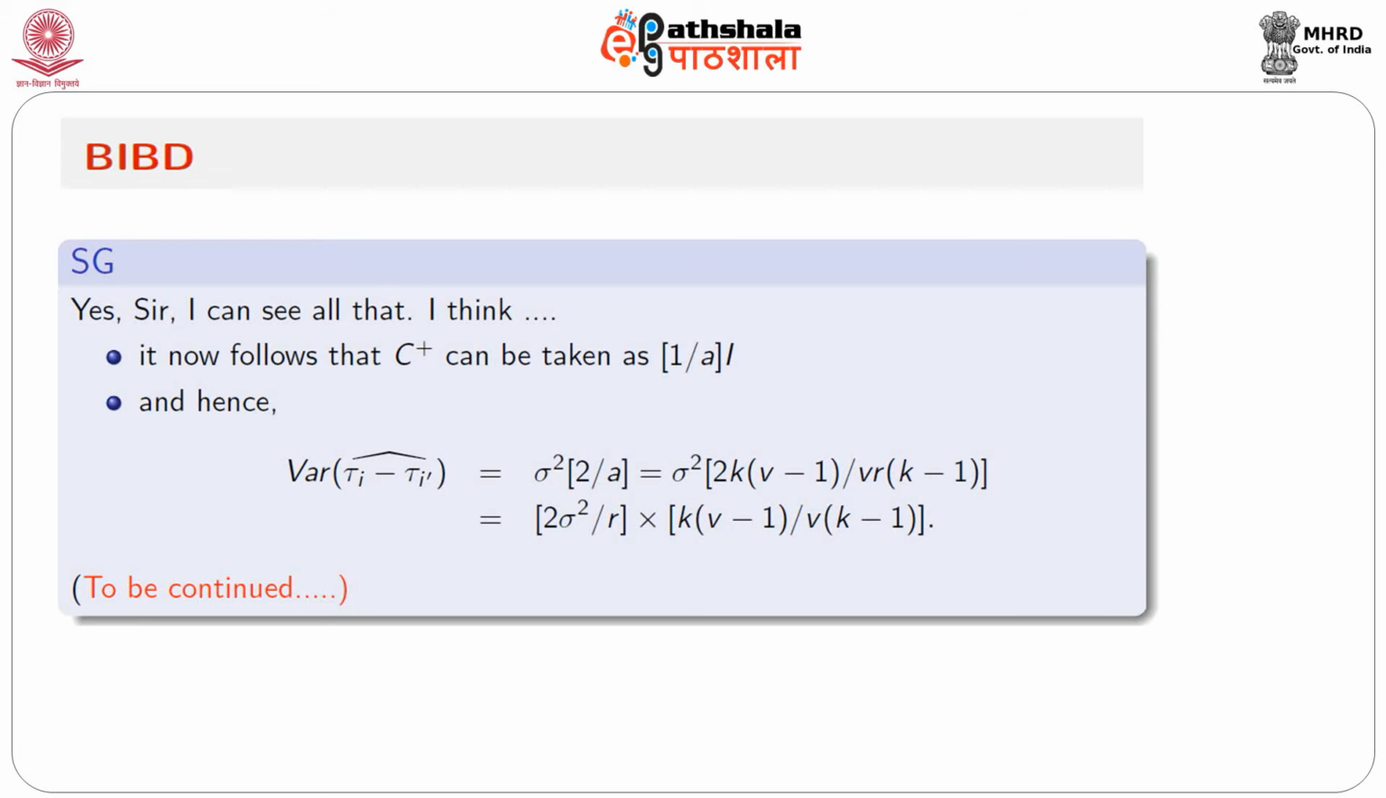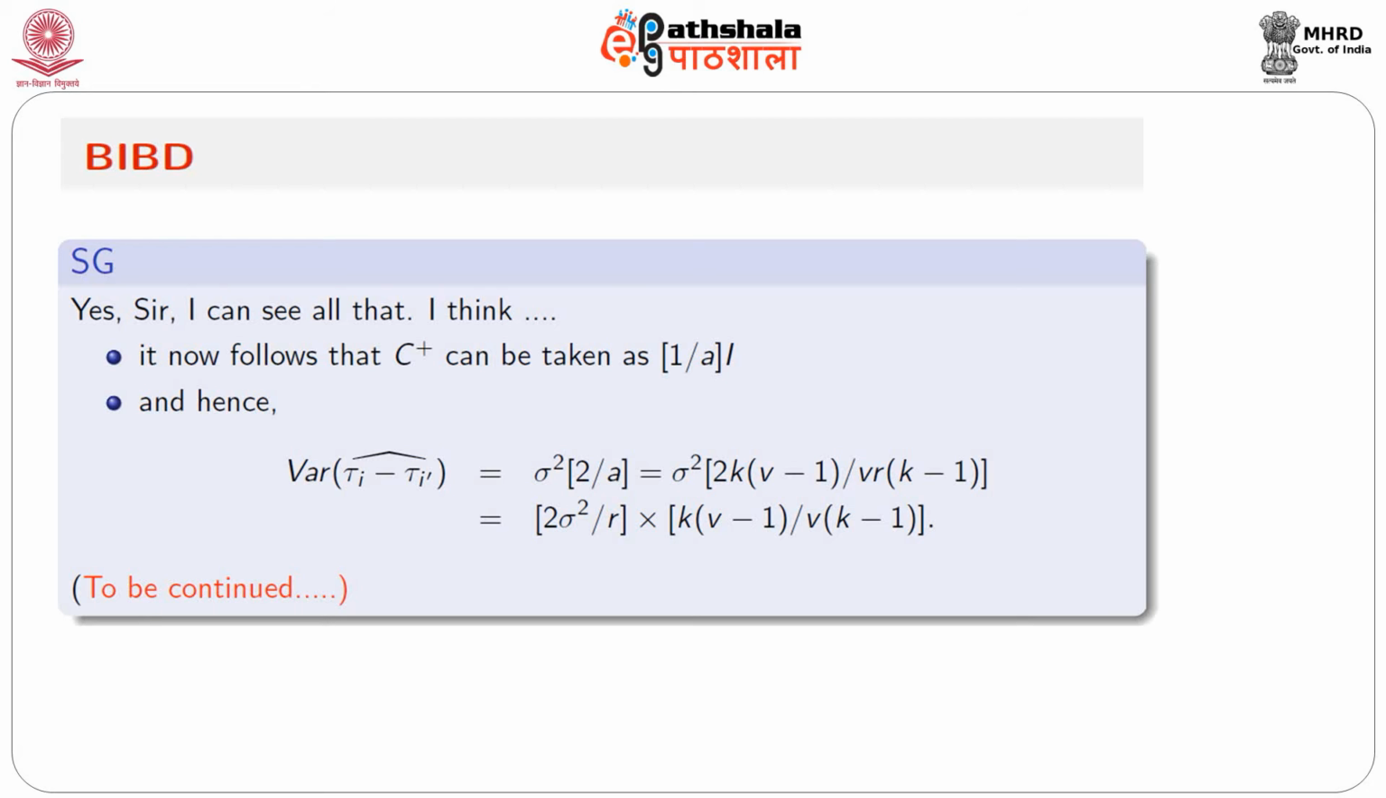So recall that 2 sigma square by r is the quantity coming out of a CRD model. If you have a CRD model with replication r, that is the expression for the variance of the estimated difference between the 2 treatments. For a BIBD, the variance of this thing is nothing but 2 sigma square by r multiplied by this quantity.